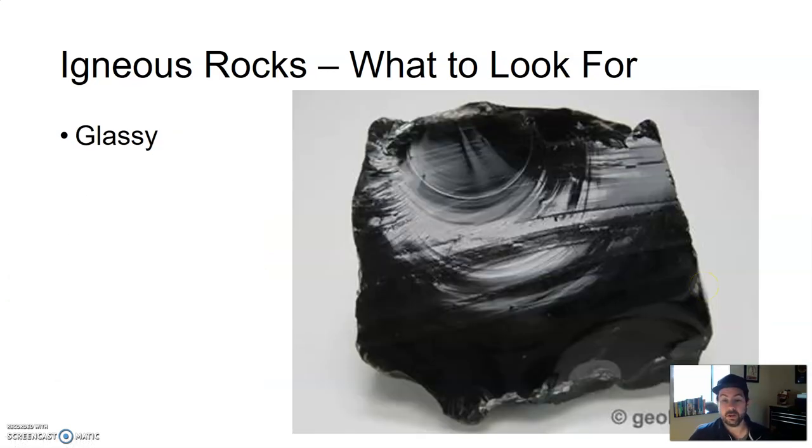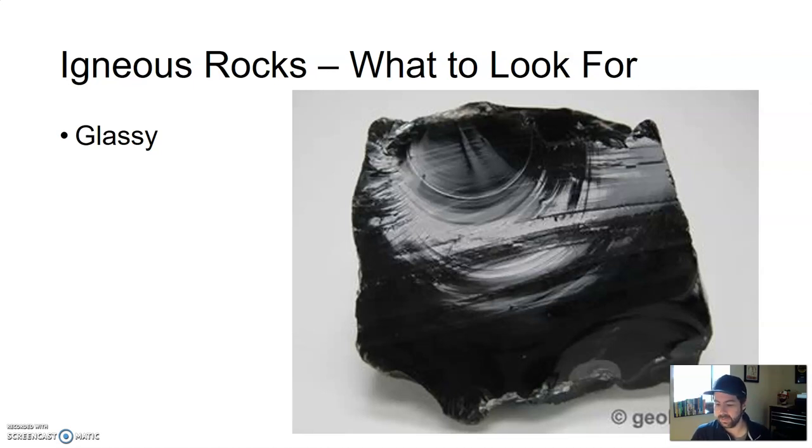Some igneous rocks are glassy, very glass-like in nature. Some of you may have heard or seen this. This is a type of igneous rock called obsidian. It cools so quickly that it forms no crystals at all, and it forms a glass-like texture. Very sharp, but very beautiful. So that's lava that cooled really, really quickly. So that's what you're looking for.